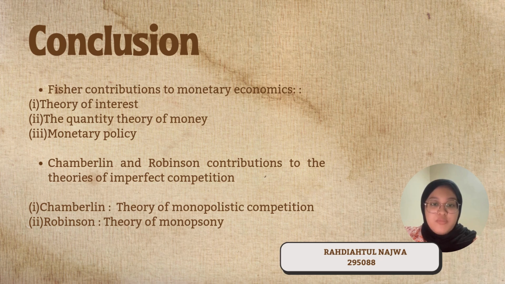Fisher's contribution to monetary economics. First, theory of interest. Second, the quantity theory of money. Third, monetary policy. Chamberlin and Robinson's contribution to the theories of imperfect competition. First, Chamberlin, theory of monopolistic competition. Second, Robinson, theory of monopsony.